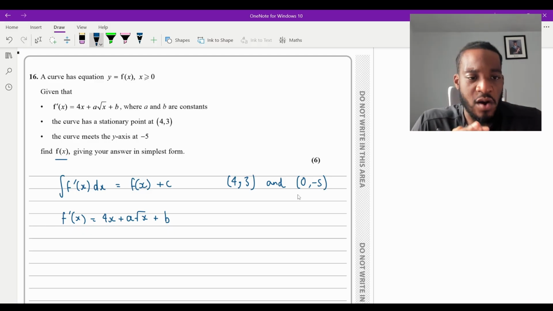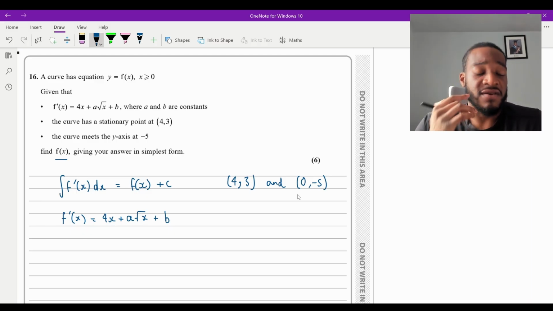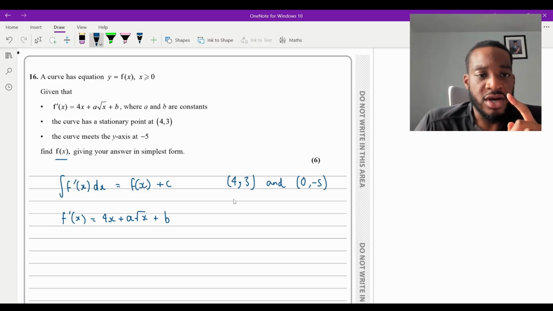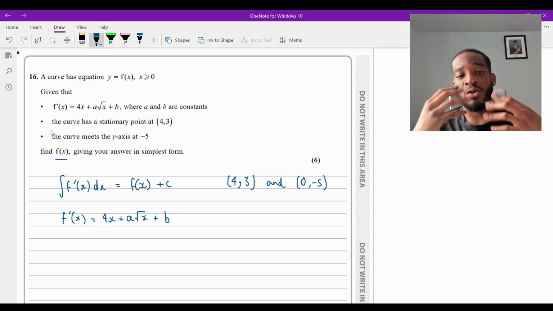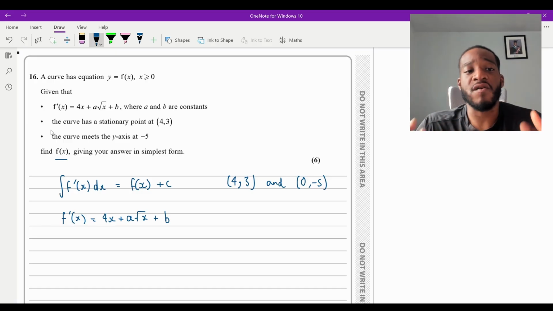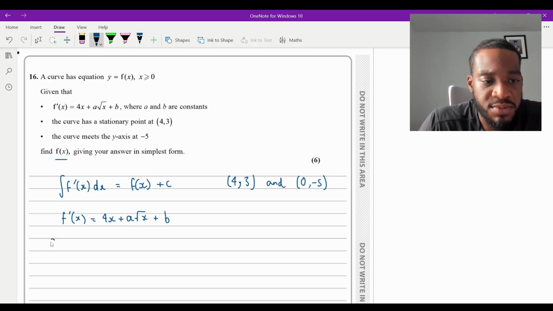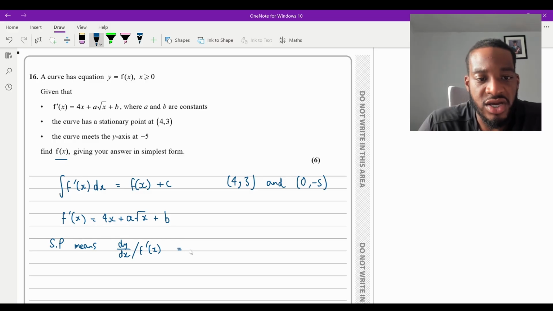So we need to figure out what f(x) is, meaning that we need to figure out what a and b are. Now, let us use the second bullet point here. The curve has a stationary point at (4, 3). That just means that dy/dx or f'(x) is equal to 0, isn't it? So I'm just going to write SP. SP means that dy/dx, or f'(x), remember, we're using function notation, these are the same thing, is equal to 0.